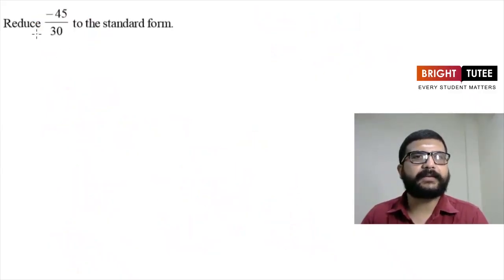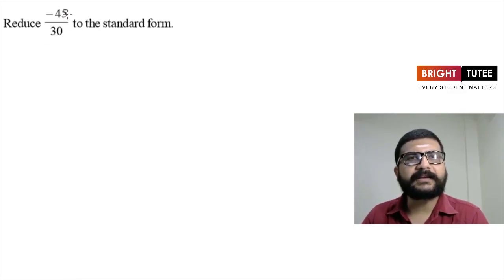Now let's try this example. The question here is reduce minus 45 upon 30 to the standard form. Now how we can do that? What we have to check for that? First of all, we have to check whether the denominator is positive integer or not. So here denominator is 30, which is a positive integer. So the first condition is satisfied, that is the denominator is a positive integer.